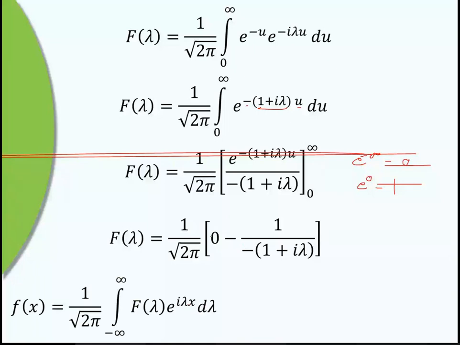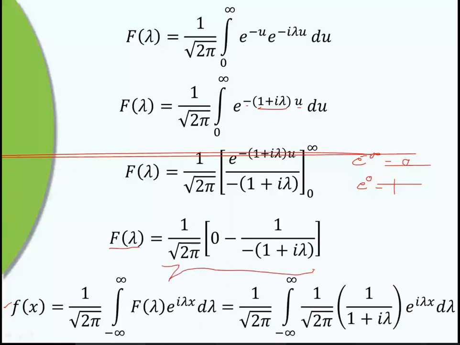Okay, but we want f of x in the form of integration, so use inverse Fourier transform. And here we are using general transform because this is general Fourier transform, so we are using the corresponding inverse transform. Okay, now substitute all these values here.